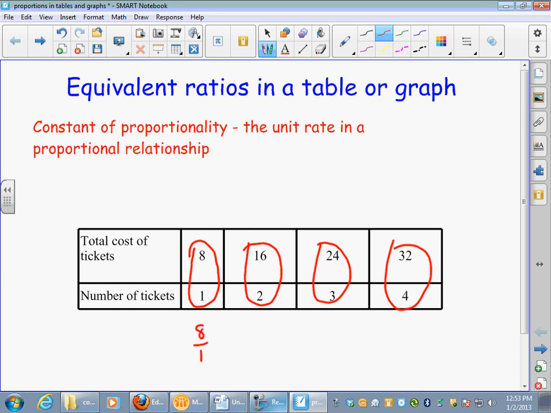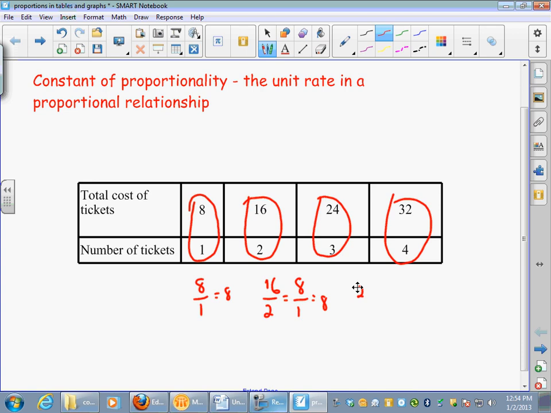So if I have 8 over 1, I can't reduce that. That's just 8, and that is my unit rate. 16 over 2, if I reduce by 2, I get 8 over 1, or 8 again. So that looks good. Those are the same. 24 over 3, reduce by 3, I get 8 over 1 again. 32 over 4, reduce by 4, that's 8 over 1 again. So are these proportional? Yes, this is a proportional relationship.